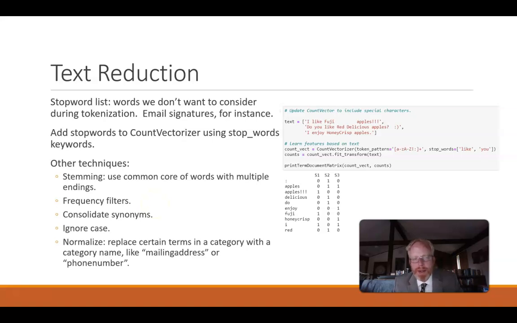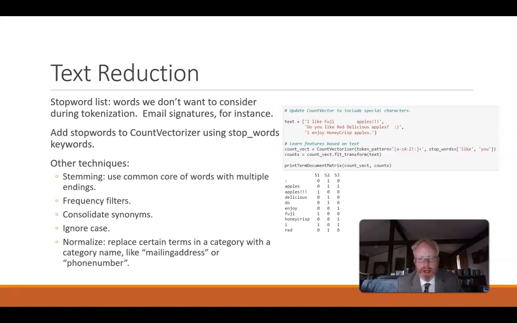One is stemming, which is where we use the common core of words with multiple endings. So look, looking, looks, looked. We would consolidate all that to the word look. Frequency filters: is it a word that is in every single document or in very few documents? We can filter out based on that if it's one we don't want to consider. We can also use TF-IDF to use the frequency of words as a factor that we want to consider when we're grouping our documents.